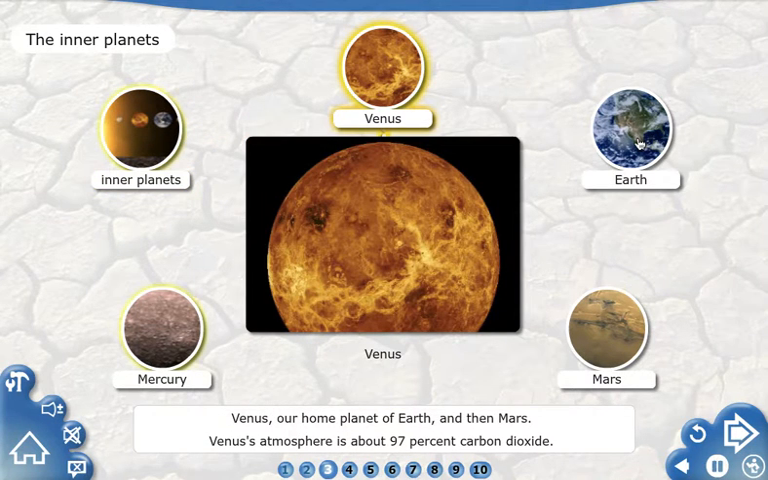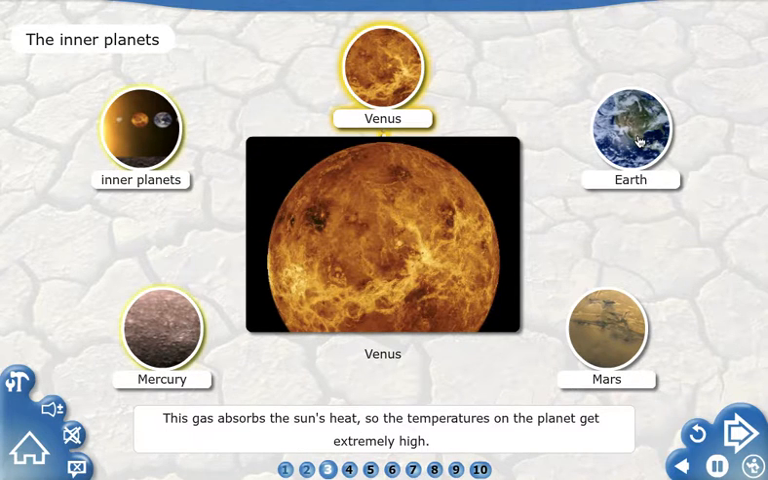Venus's atmosphere is about 97% carbon dioxide. This gas absorbs the sun's heat, so the temperatures on the planet get extremely high. Venus has 167 giant volcanoes on its surface, which could explain how the surface was formed.